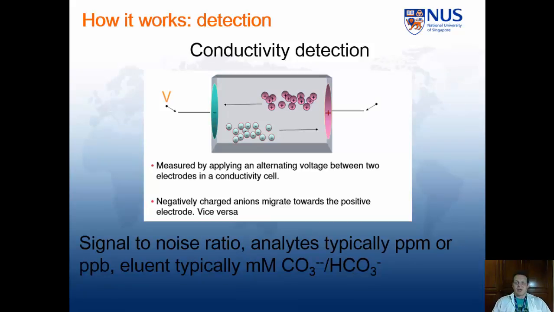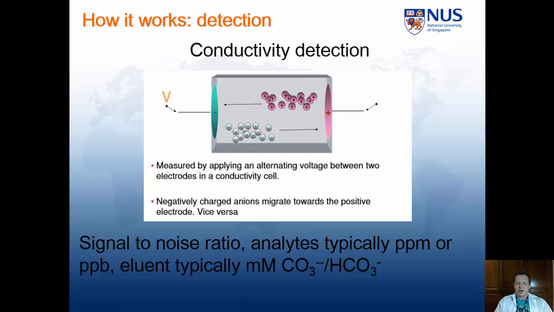Okay, so we've talked quite a lot about the separation. Let's now talk about the detection. A standard conductivity cell has a positive and negative electrode, and when you apply an alternating voltage between those electrodes, the positive ions move toward the negative electrode, and the negative ions move toward the positive electrode. Note, you use alternating current, because if you use DC current, then you start getting electrolysis, which you actually don't want. But let's think a moment about the system we've got here.